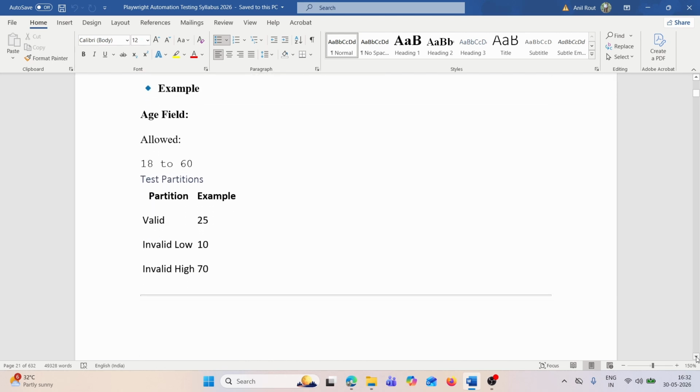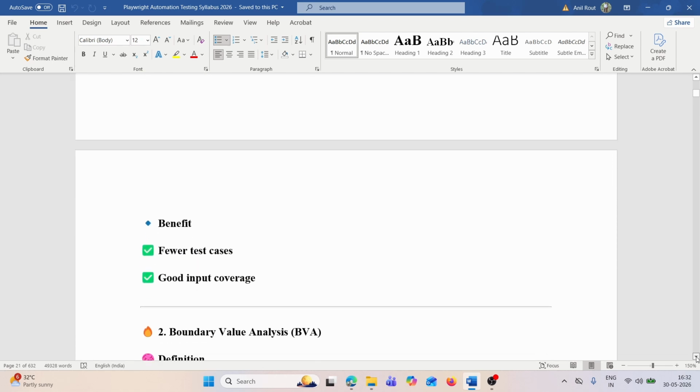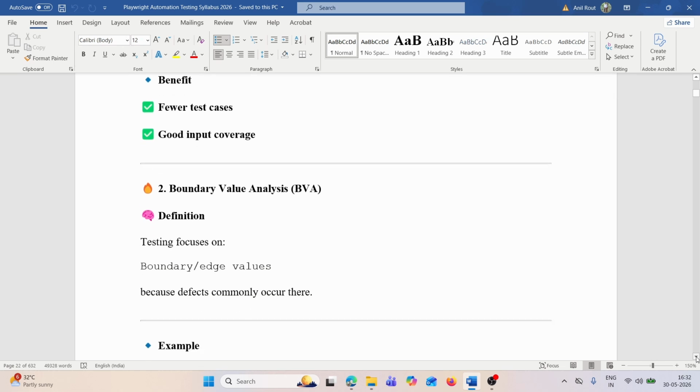Example: age field allowed 18 to 60. Test partitions: valid 25, invalid low 10, invalid high 70. What is the benefit? Fewer test cases, good input coverage. So these are the benefits.